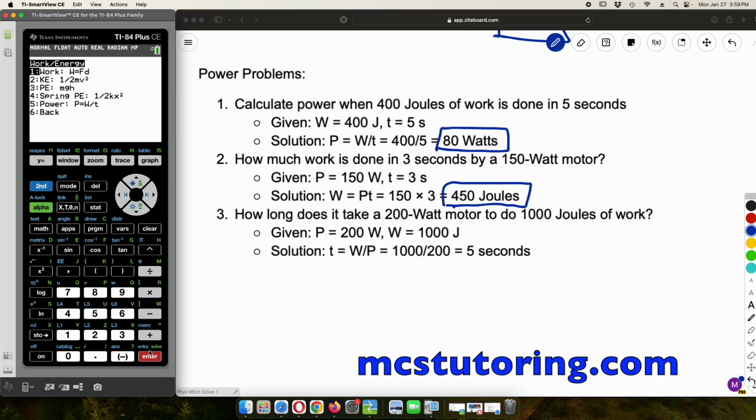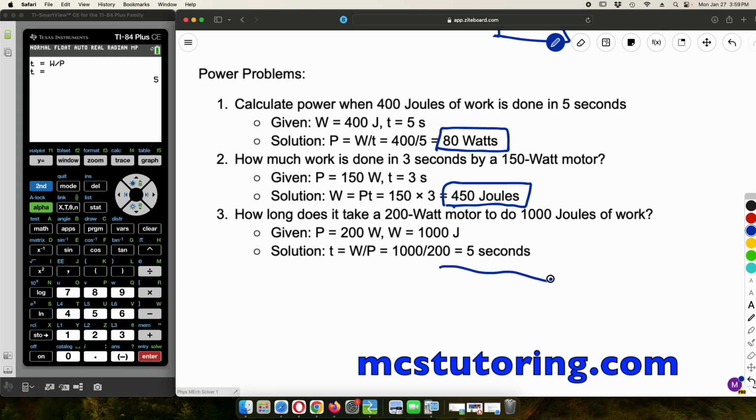Okay, cool. And then we're going to go one last power question. How long? I think we're going to go time, solve for T. A 200 watt motor does 1,000 joules of work. So the work is 1,000. And then the power is 200 watts. And there we go. Time is 5 seconds.